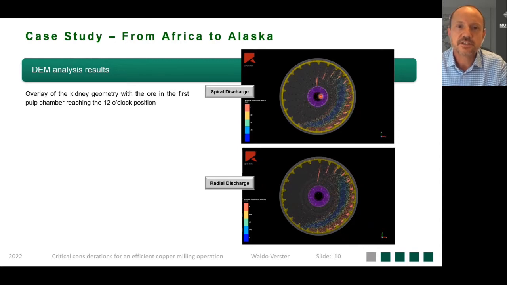This slide shows the first pulp chamber being filled in the 12 o'clock position for the spiral and for the radial. And it is clear that for the spiral design, the material is already very close to your central discharger. We compare that to the radial design, you can see the material is still on its way to the central discharger. So already a clear advantage.